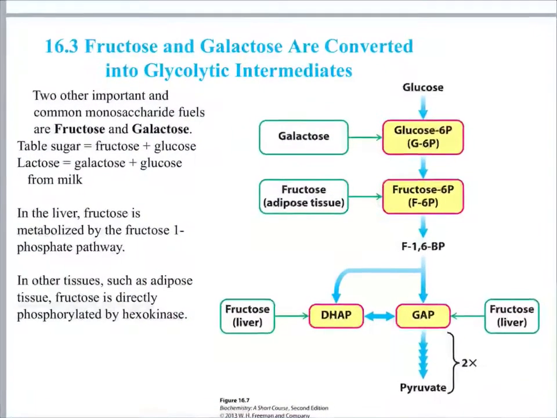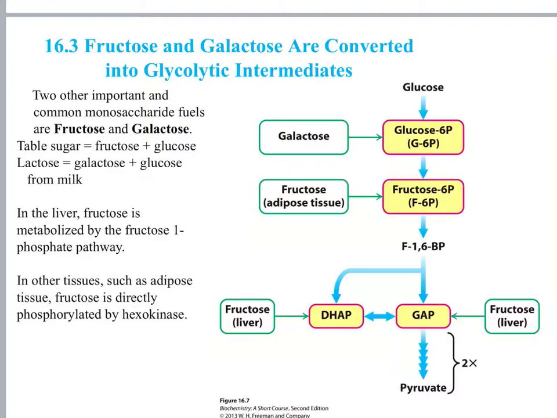Okay, I am going to talk about 16.3. Fructose and galactose are converted into glycolytic intermediates. And on the left side of this screen, it talks about table sugar and lactose. Sucrose is table sugar, and it's a disaccharide that's made up of fructose and glucose. Lactose is a disaccharide that is found in milk, and it is made up of galactose and glucose.